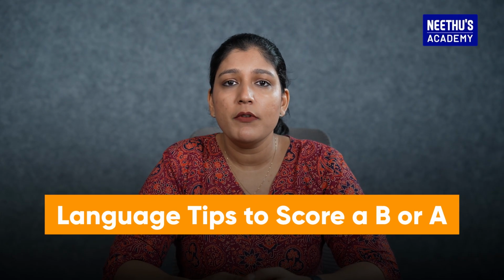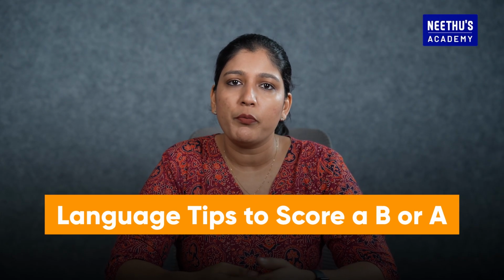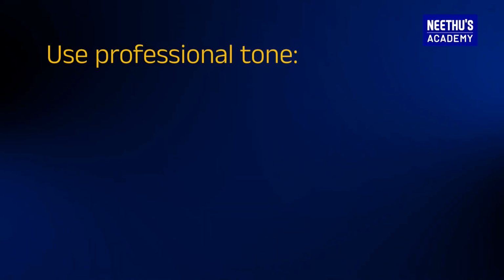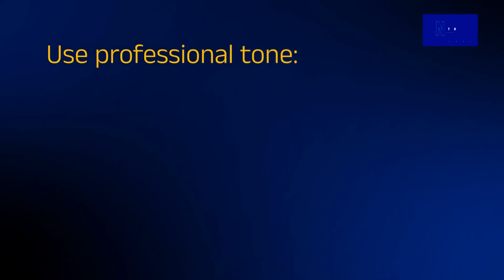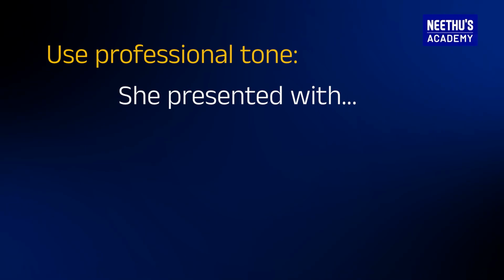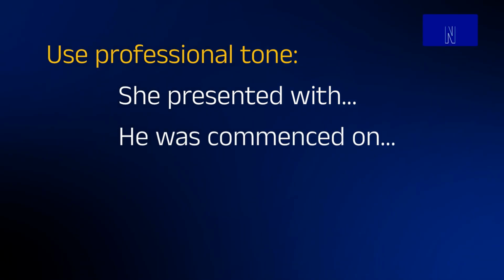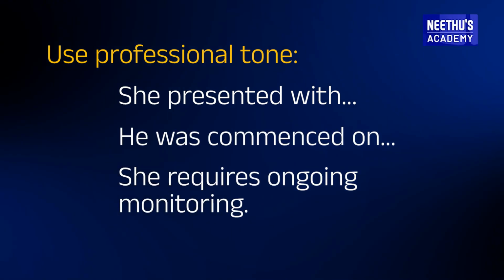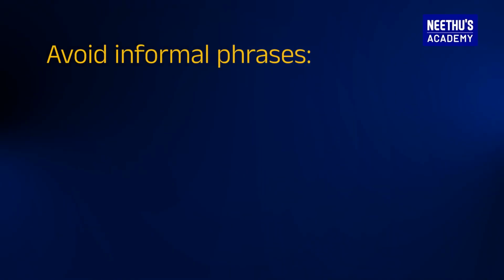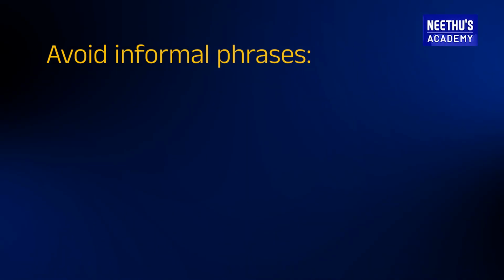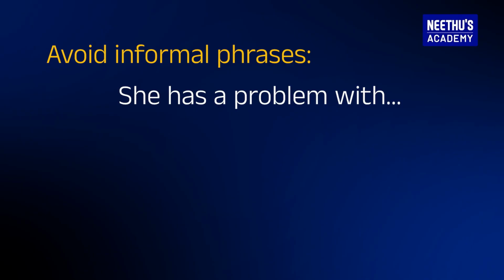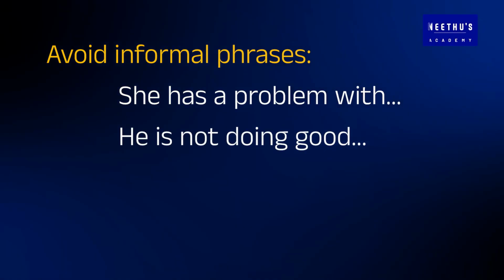And now I'll give you some language tips in order to score B or A. You have to use a professional tone. For example, she presented with, he was commenced on, she requires ongoing monitoring. You have to avoid informal phrases. Examples include, she has a problem with, he is not doing good.